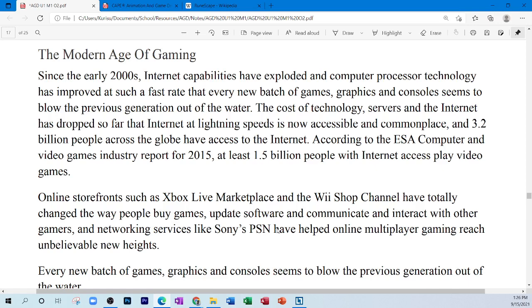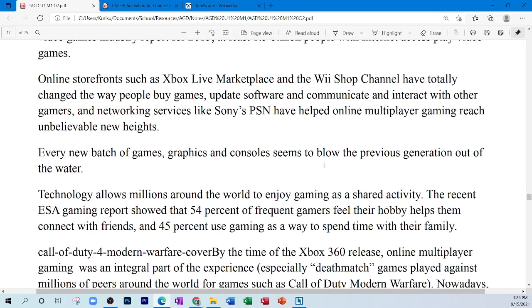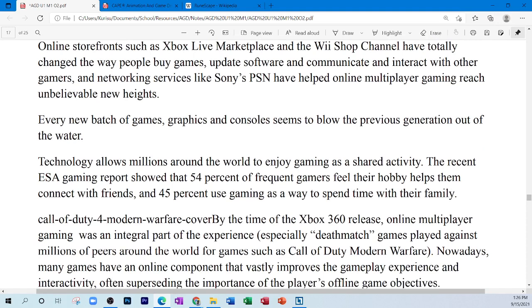According to the ESA Computer and Video Games Industry report for 2015, at least 1.5 billion people with internet access play video games. Online storefronts such as Xbox Live Marketplace and the Wii Shop Channel have totally changed the way people buy games, update software, and communicate and interact with other gamers. And networking services like Sony's PSN have helped online multiplayer gaming reach unbelievable new heights. Every new batch of games, graphics, and consoles seems to blow the previous generation out of the water.